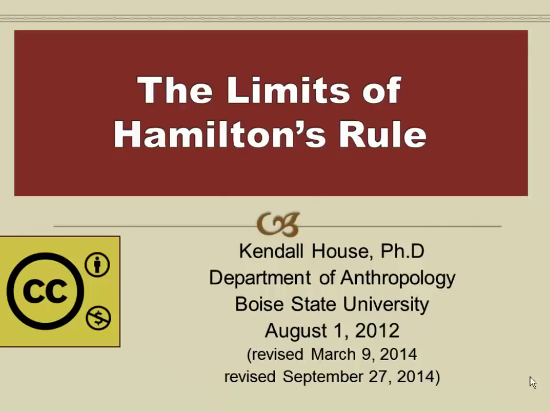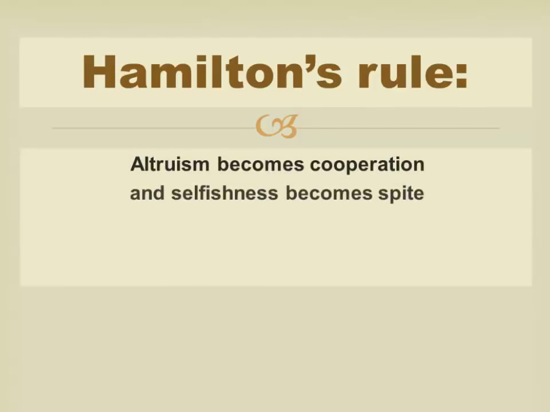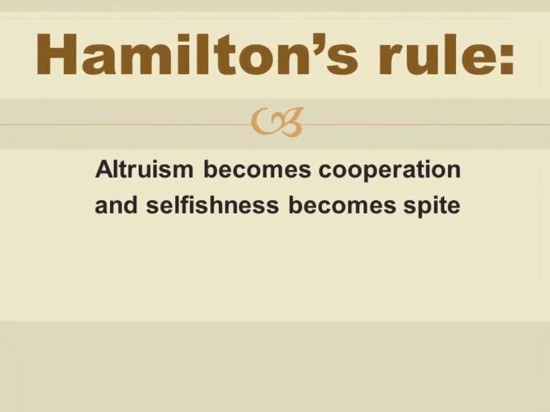This presentation is called The Limits of Hamilton's Rule. This is a fun presentation. So Hamilton's rule, as you'll recall, is that altruism can become cooperation and selfishness can be transformed into spite when R times B is greater than C. But Hamilton's rule has two limits to it.